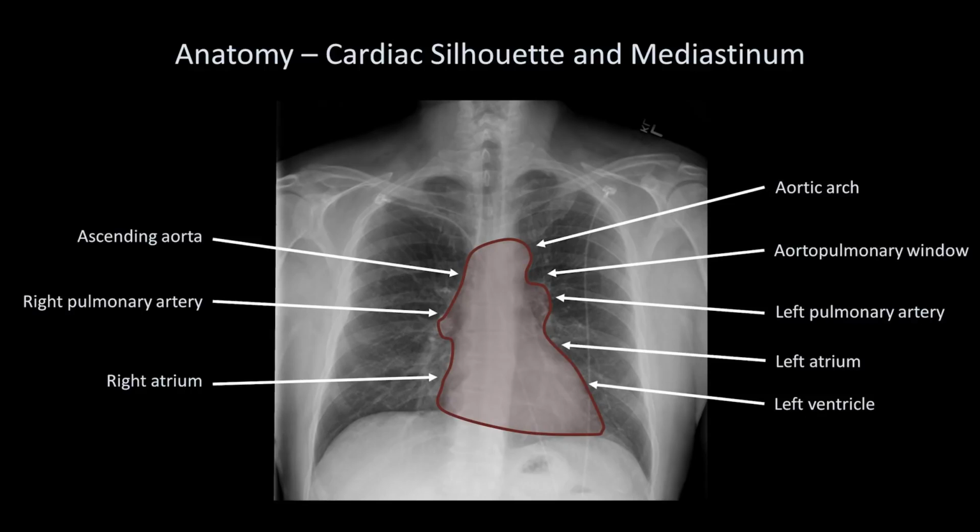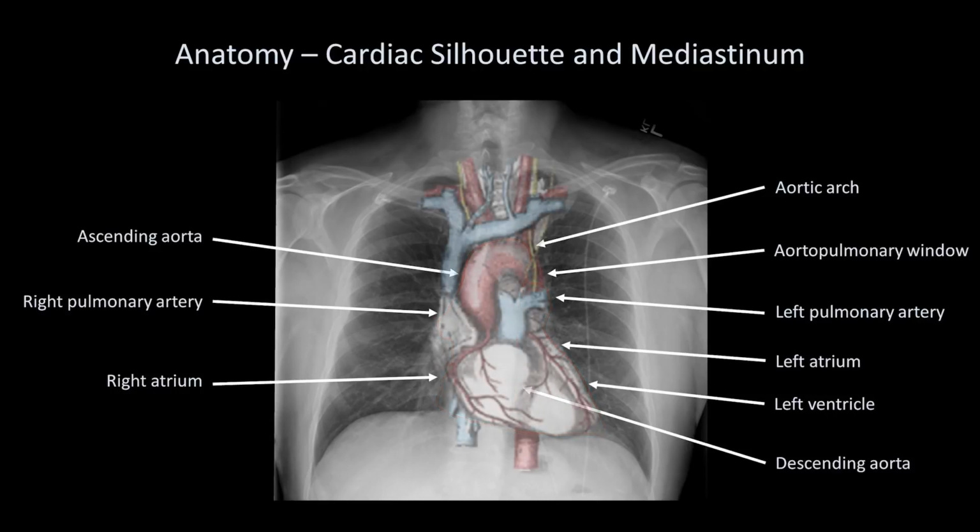You will usually also be able to see another vertical line running just to the patient's left of the vertebral bodies, which corresponds to the left side of the descending aorta. To make it easier to visualize, here's a drawing of the heart and great vessels.